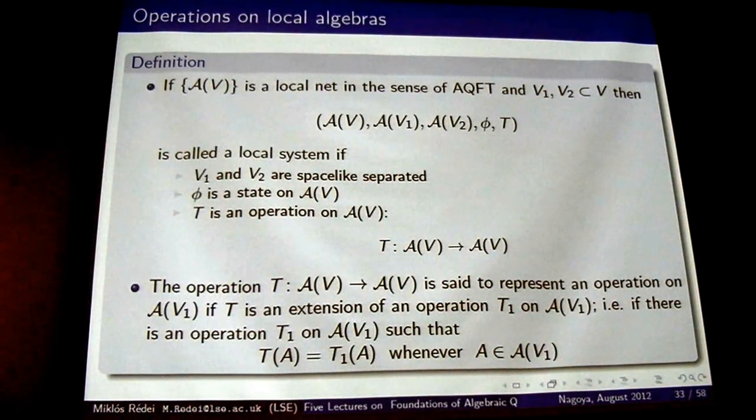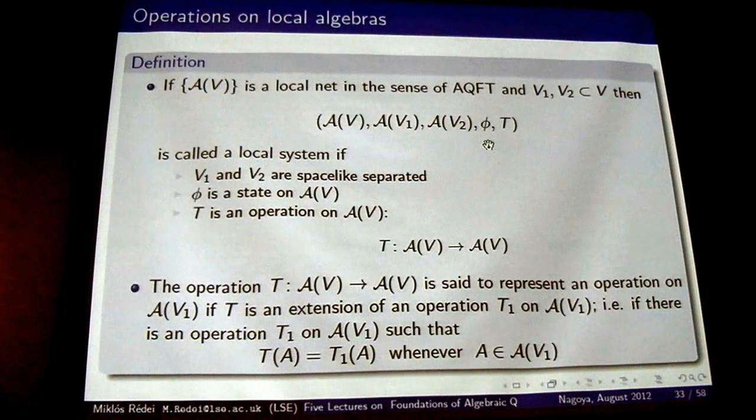Okay. Next, I'd like to turn to a related independence notion, which is called operational separability. For this, some preparation, some terminology. If you have a local net in the sense of field theory, and you have two regions, V1 and V2, and the large one which contains them, then this thing here I call a local system, namely the algebras associated with these regions, a state on the large algebra, and an operation on the large system as well.